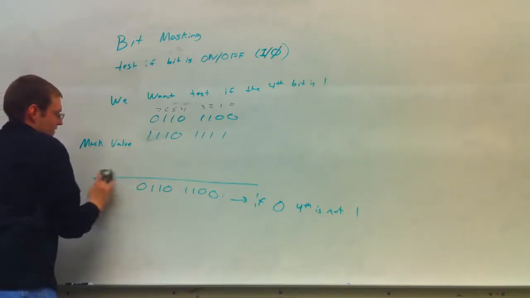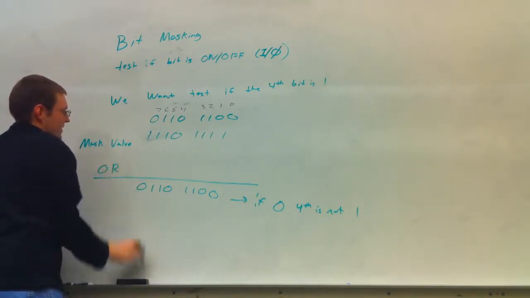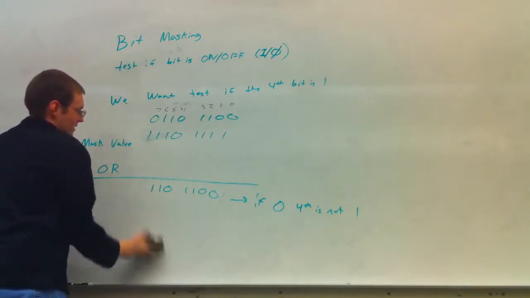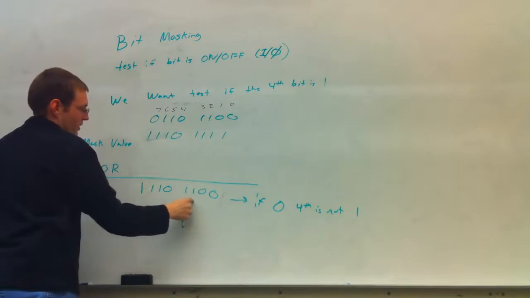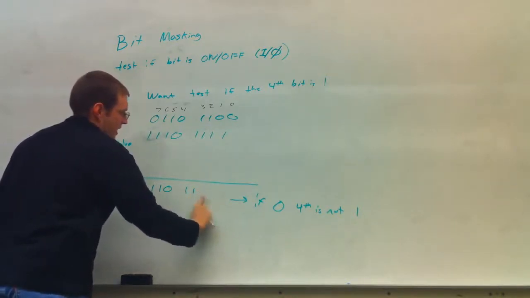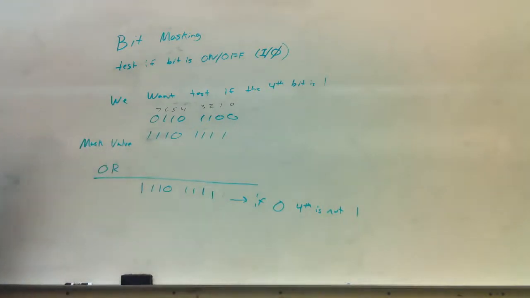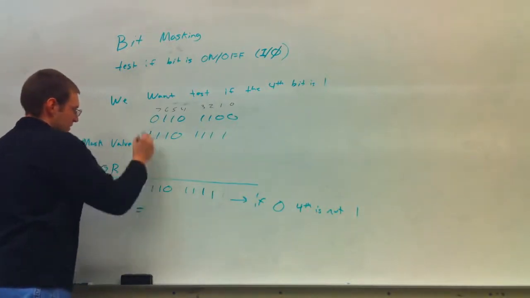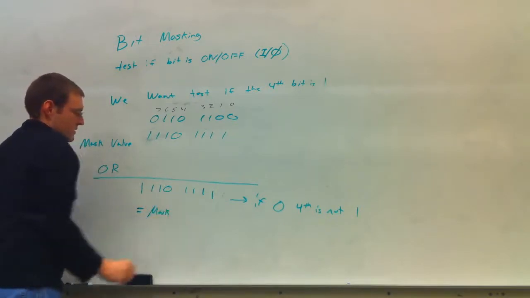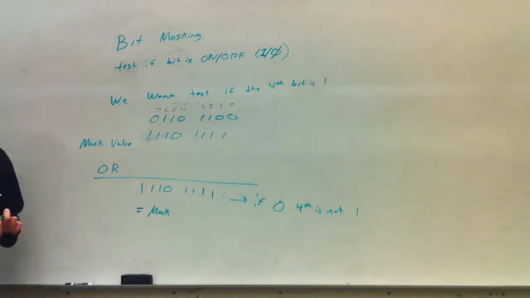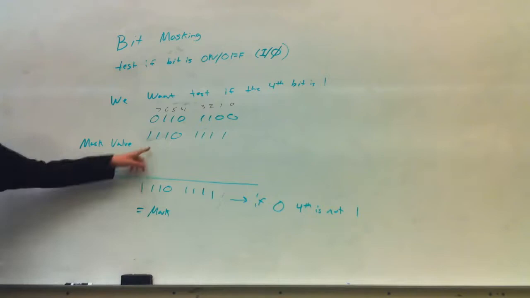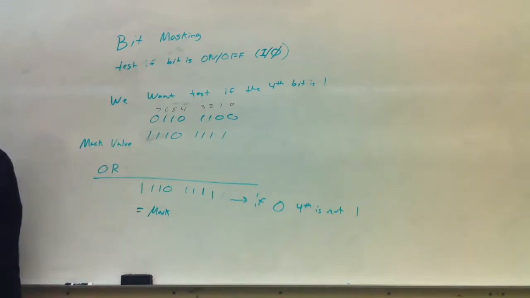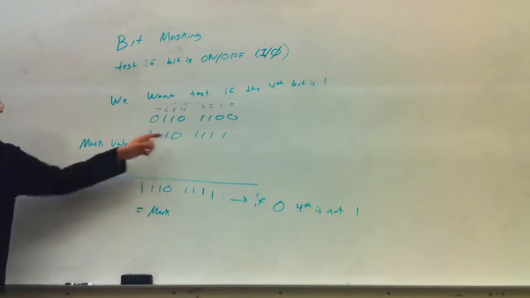If we OR it, that doesn't give us anything much either, because now this would be 1, 1, 1, 1, 1, 1, 1. And then we can say, is that equal to the mask? And if it is equal to the mask, we know it's 0. That's the way you mostly see it: you OR it with something and test it against itself, and then you'll know if that bit is true.